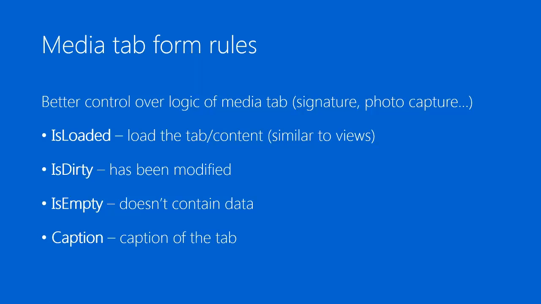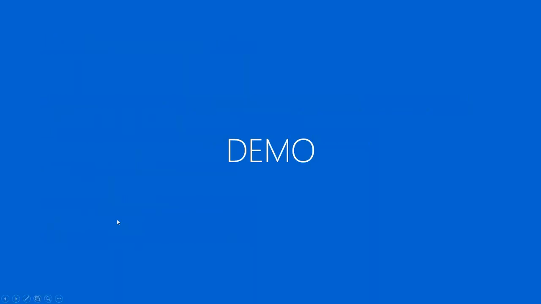One is loaded, where you can force the media tab to load the content, and this is very useful for a couple of technical reasons, which I will explain in the demonstration. You can check if the media tab has been modified, so maybe there was some content loaded and the user has, I don't know, cleared the picture and provided a new one, and you can check for that using isDirty. Probably the most useful one is empty, which checks if the media tab contains data, and obviously you can also provide a caption for that tab.